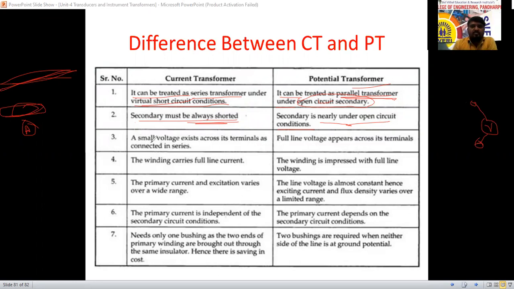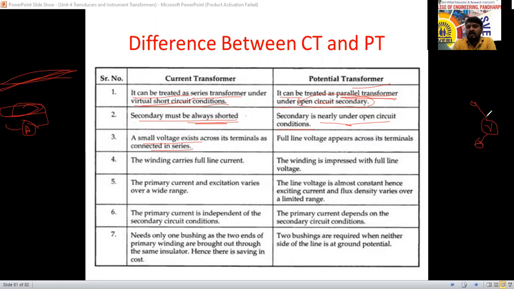So a small voltage exists across its terminal as it is connected in series here. It is connected in series, and it is always under short circuit only. So the voltage drop across it will be very small, because the resistance is very small over there.